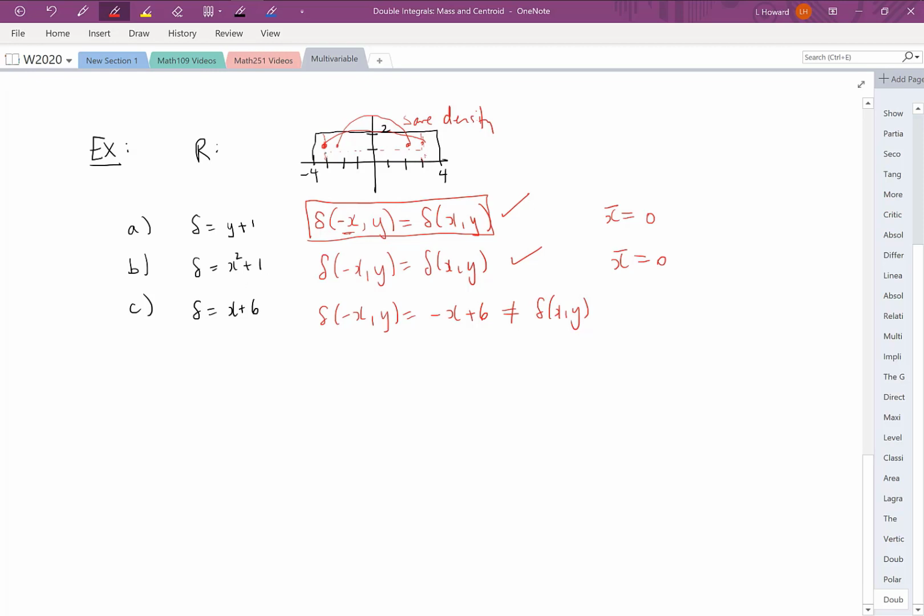So somehow we've got higher density as we move to the right, and that tells us that the mass is not distributed in a symmetric way. So for sure, x bar is not going to equal 0 here. So although the region itself has symmetry, the density function unfortunately does not. So you need both the region and the density function to have that symmetry in order to draw a conclusion about symmetry in the center of mass.